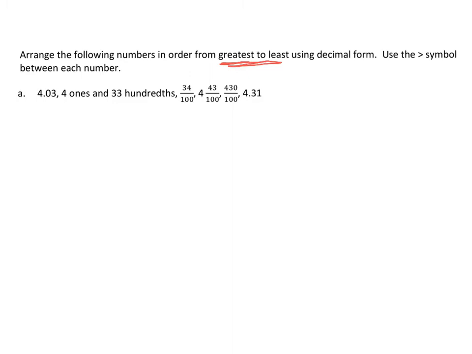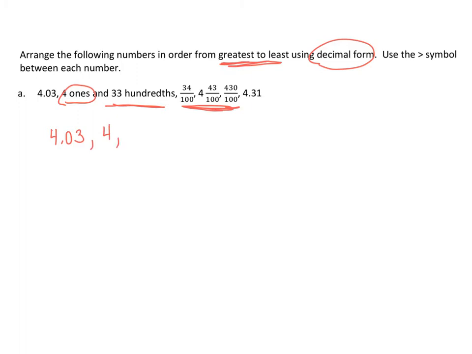All right, so what we want to do, because they're asking you for decimal form, we need to convert these into decimals. So right now we have fractions, mixed numbers, some word form, unit form, and then a 4 and 1. So we have to be able to put these into decimal. So I'm just going to lay them out. So we have 4.03, 4 and 3 hundredths.